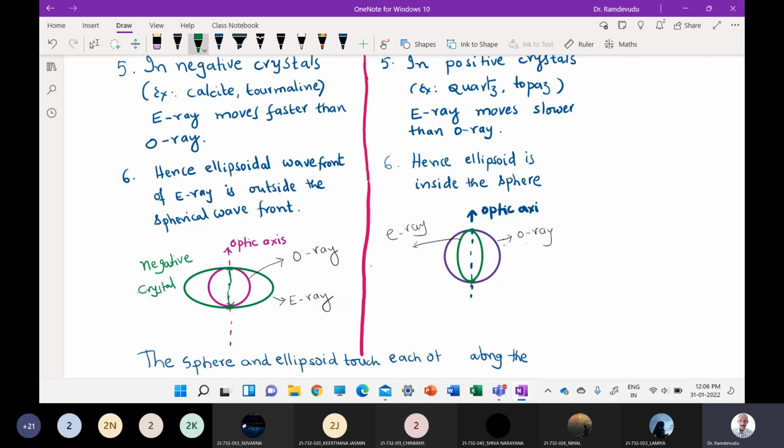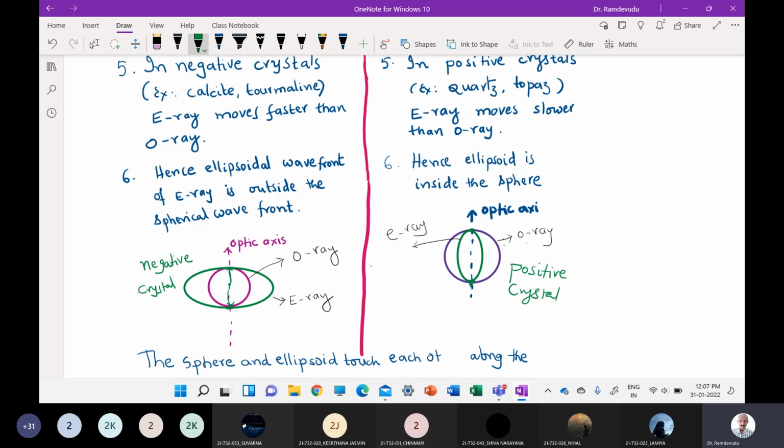But in the case of a positive crystal like quartz, inside the positive crystal, the O ray moves faster. Therefore, it is outside, covering more distance. Whereas the E ray, even though it is still elliptical, is inside the spherical wavefront formed by the O ray, since it is moving slower than the O ray. These are the different properties of O rays and E rays in positive and negative crystals. But you should remember that along the optic axis, they will have the same velocity. Therefore, they touch each other.